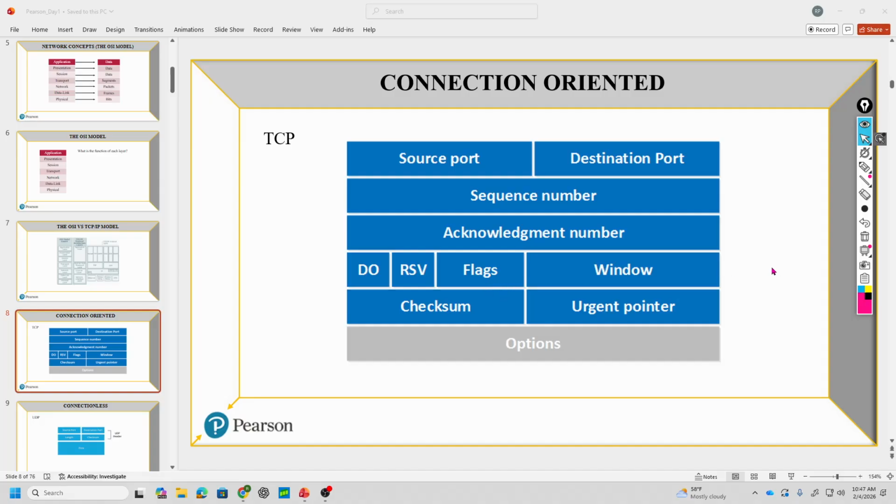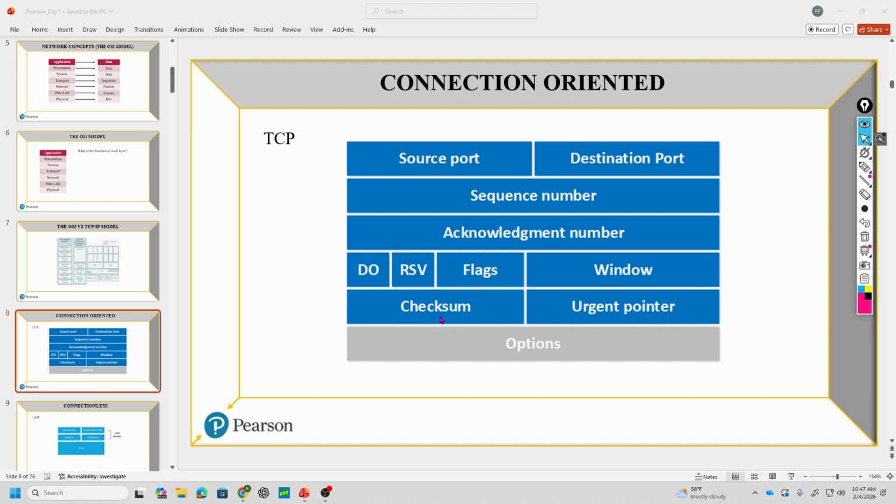Then there's some other things like the data offset field, the reserved field, and the flag field. The flag field tells it what type of communication this is. Is it a send or synchronized request? Is it a GET request? Right. What is it? And then there's the window size. And that's basically the communication that was established at layer 4, like how many packets at one time can you receive or can I send you?